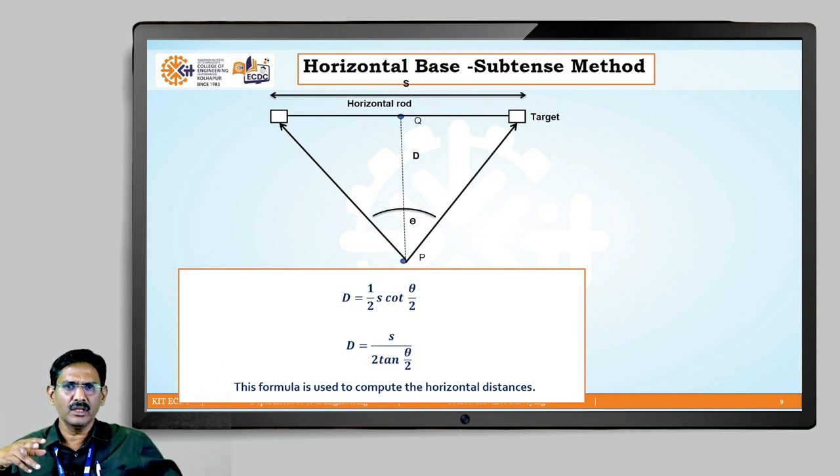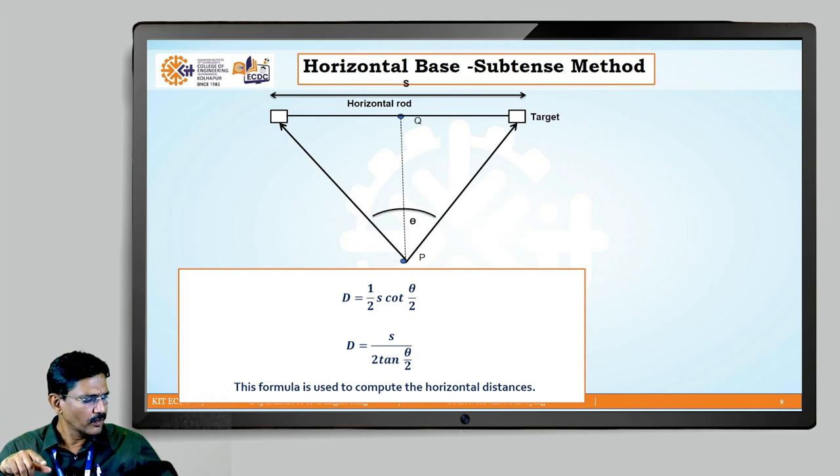If you look at this formula, the distance can be obtained if the staff intercept S is known, again it can be 2 to 3 meter like in the case of the tangential method, and theta is the horizontal angle, in this case made from the first target to the second target.